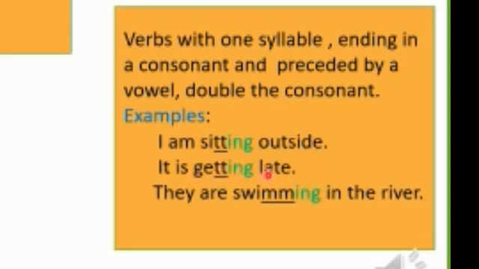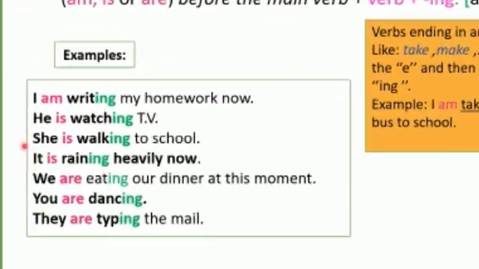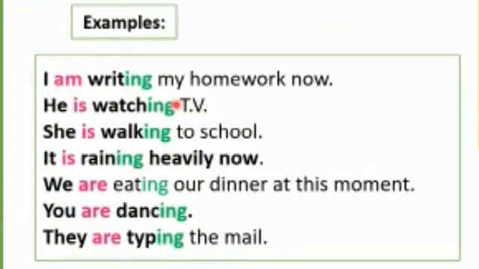It is getting late, they are swimming in the river, the sea. For example, I am writing my homework now. I is the subject, am is the verb to be, plus the main verb write, plus ing at the end of the verb. Here also, the verb write ends with e, so we have to drop the e and add ing. So, I'm writing my homework now.